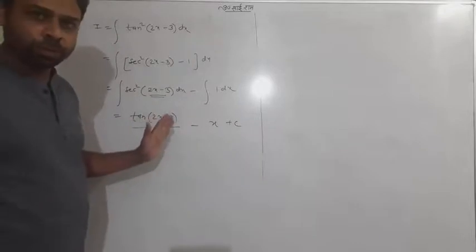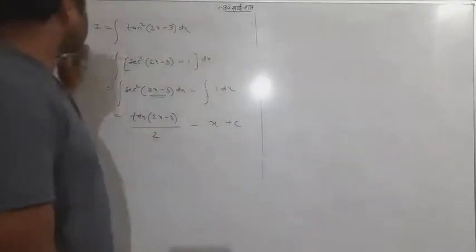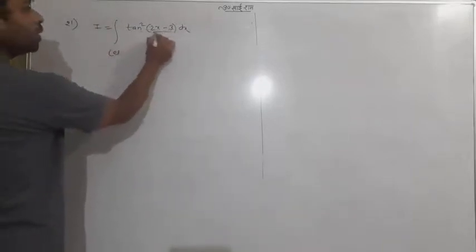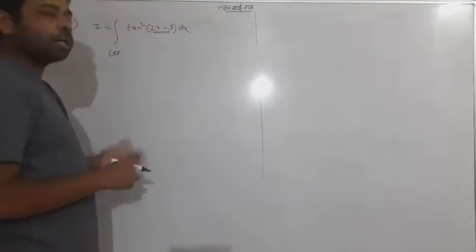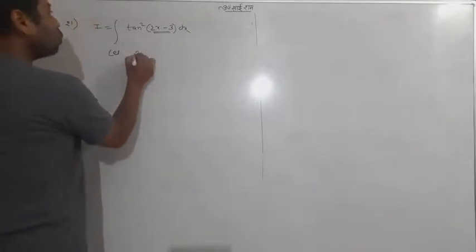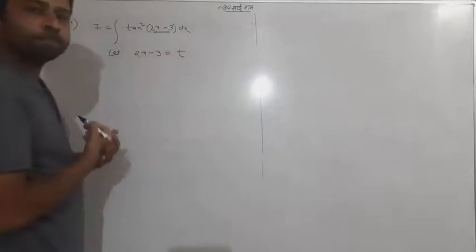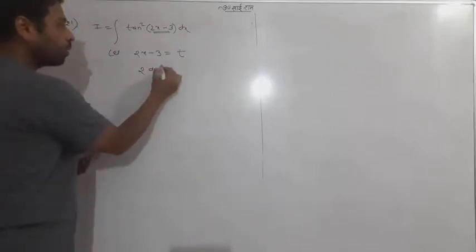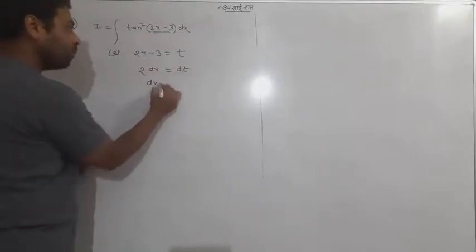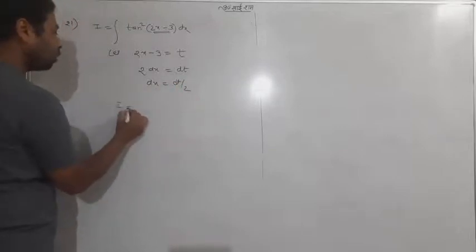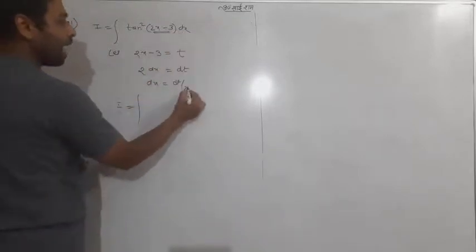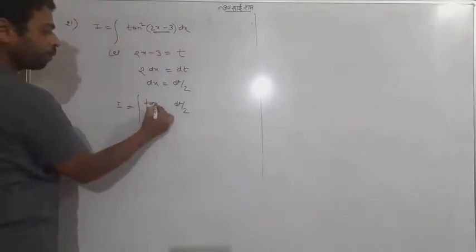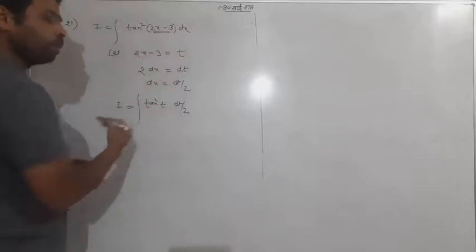This you can do. But I have one more method which may be more comfortable for you students, because this is a function which gives a bit of confusion. Let 2x minus 3 be t. Now the differentiation of 2x is 2 dx, and of 3 is 0, so 2 dx equals dt. Find dx from here: dx equals dt by 2. Now go on with the question. Substitute dx with dt by 2, and tan square of t.